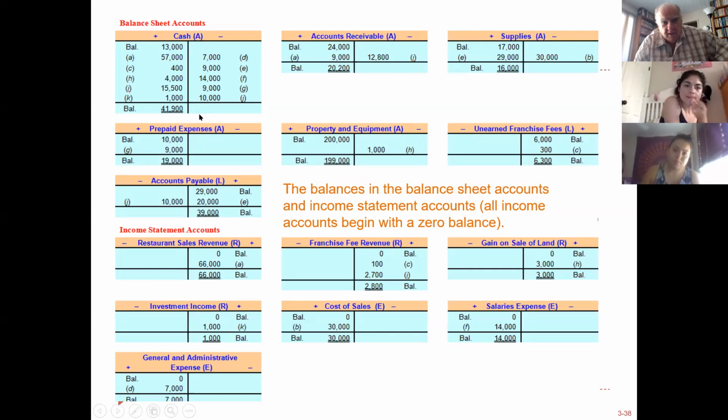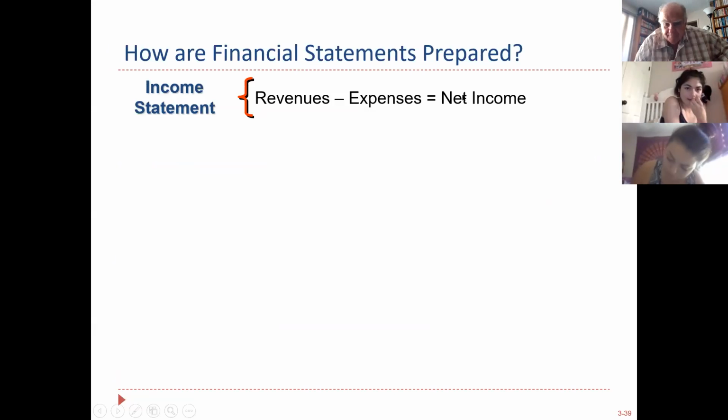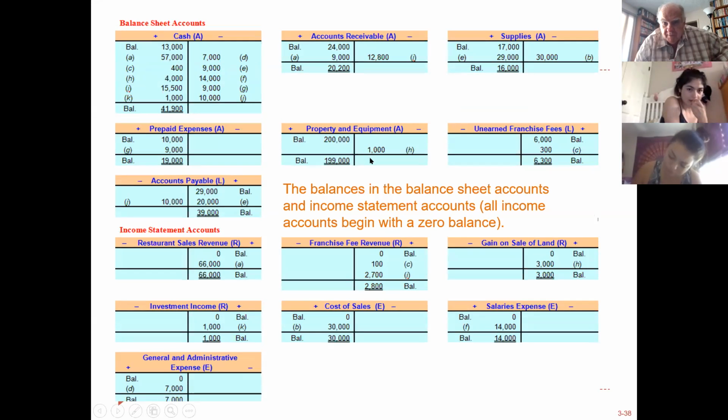So when you're getting the balance of a T account, you're going to add the debit column, add the credit column, and the higher number is the balance. So cash should have a debit balance. It's an asset. Look at your other assets they're giving you here. They're giving you prepaid expenses. That's an asset. Debit balance. Accounts receivable, prepaid supplies, property and equipment. They are assets.